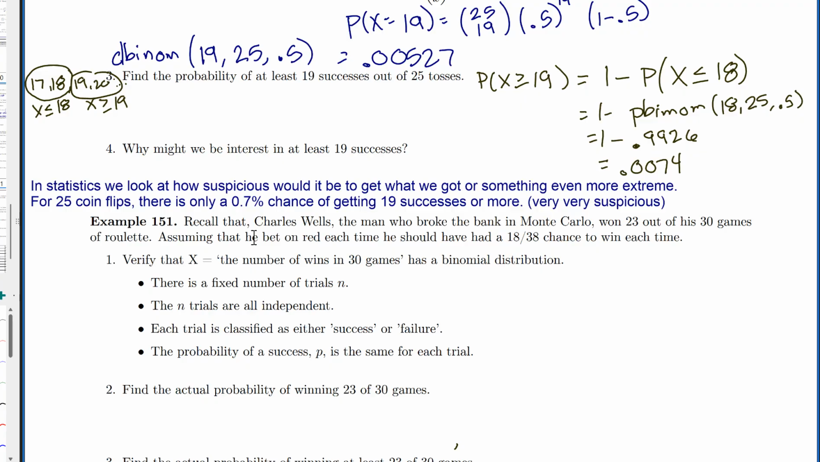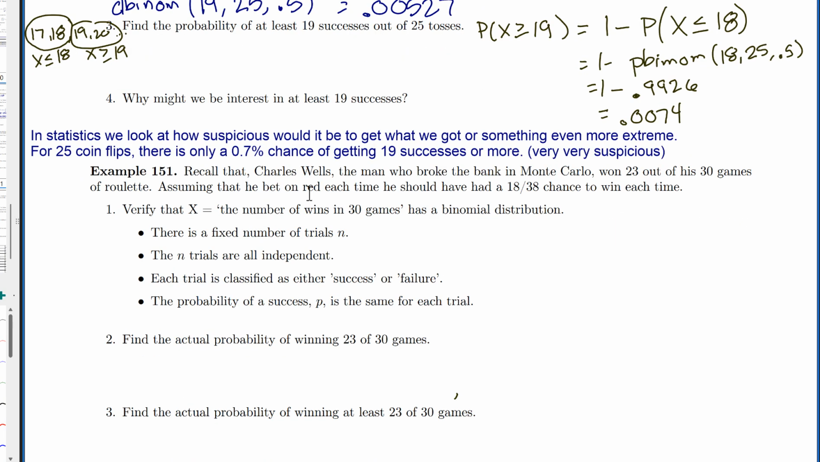So let's look at another example. Remember Charles Wells, the person who broke the bank in Monte Carlo? He won 23 out of 30 games of roulette. Assuming that he bet on red each time, he should have had an 18 out of 38 chance to win each time. So let's verify that x, which is the number of wins in 30 games, has a binomial distribution.